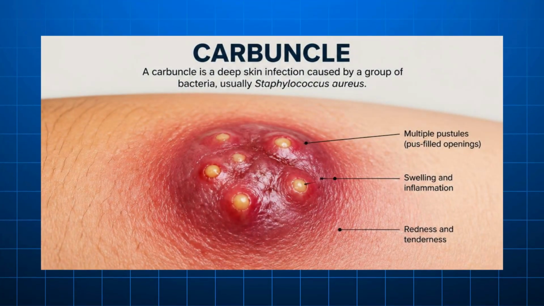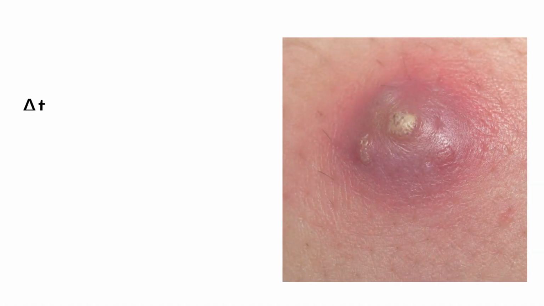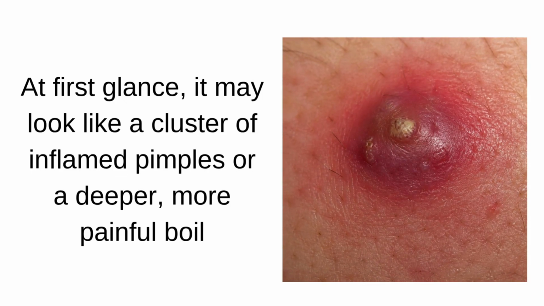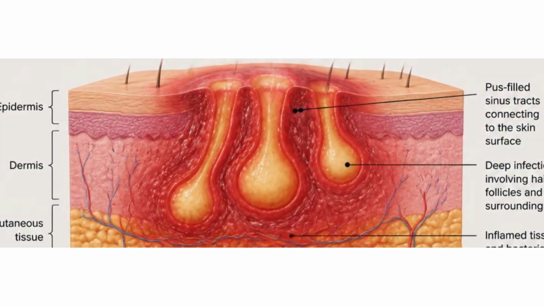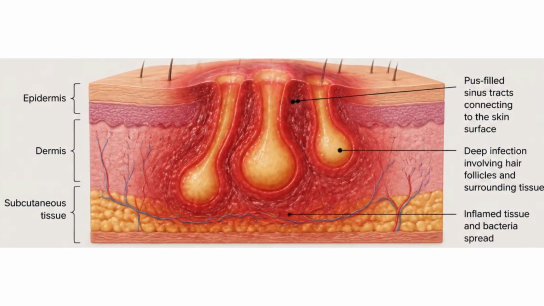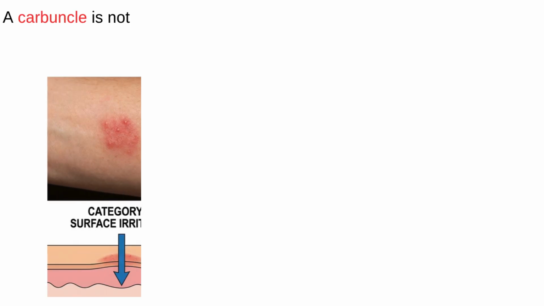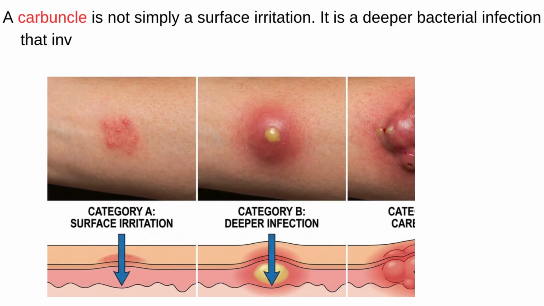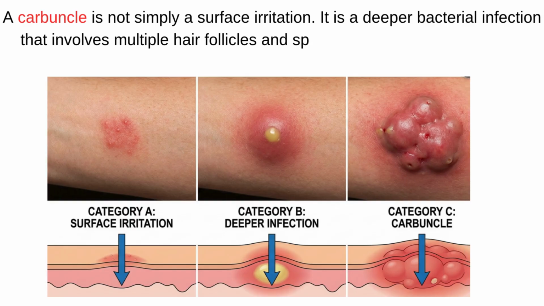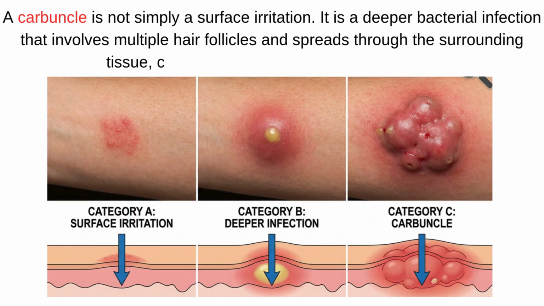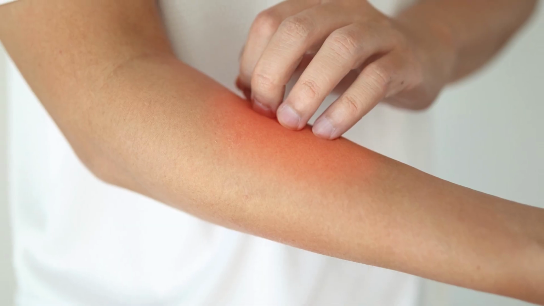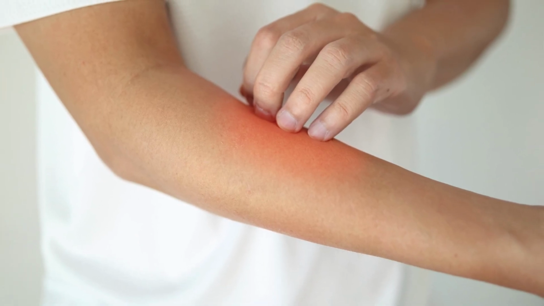A carbuncle is one of those conditions. At first glance, it may look like a cluster of inflamed pimples or a deeper, more painful boil, but what is happening beneath the skin tells a very different story. A carbuncle is not simply a surface irritation. It is a deeper bacterial infection that involves multiple hair follicles and spreads through the surrounding tissue, creating a network of pus-filled nodules that can become increasingly painful and inflamed over time.